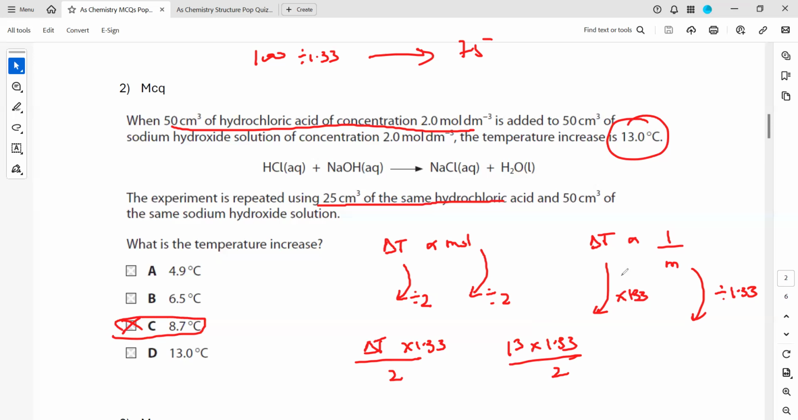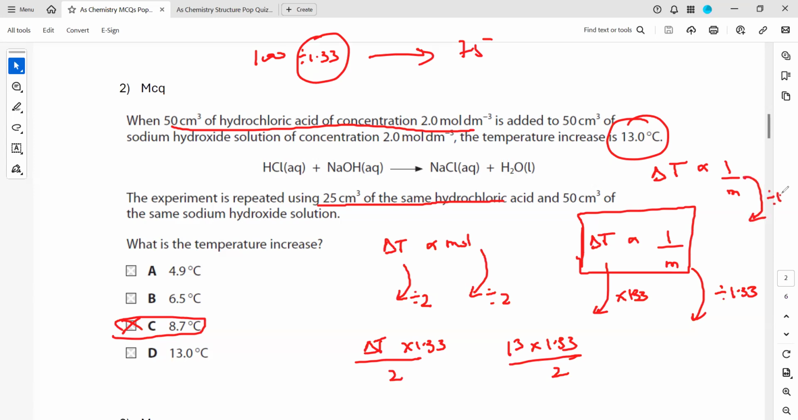Why do we multiply here? Because as you can see, there's an inverse relation between the two quantities. When two quantities have an inverse relation, it means if the mass of the solution is decreased by 1.33, what should happen to the temperature change? It should increase by 1.33, as they have an inverse relation.